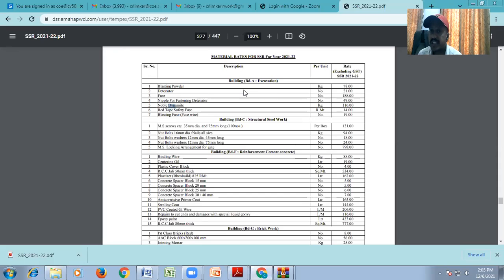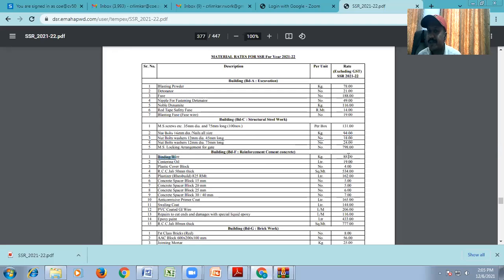So for excavation, whatever the construction materials we are using, the rates are given along with their unit. Blasting powder, see the rate, it is 78 rupees per kg. Likewise for your structural steel work, MS screws, nut bolts 16 mm diameter, taken in kg, is 94 rupees per kg. Then the rate of binding wire is 88 rupees per kg.